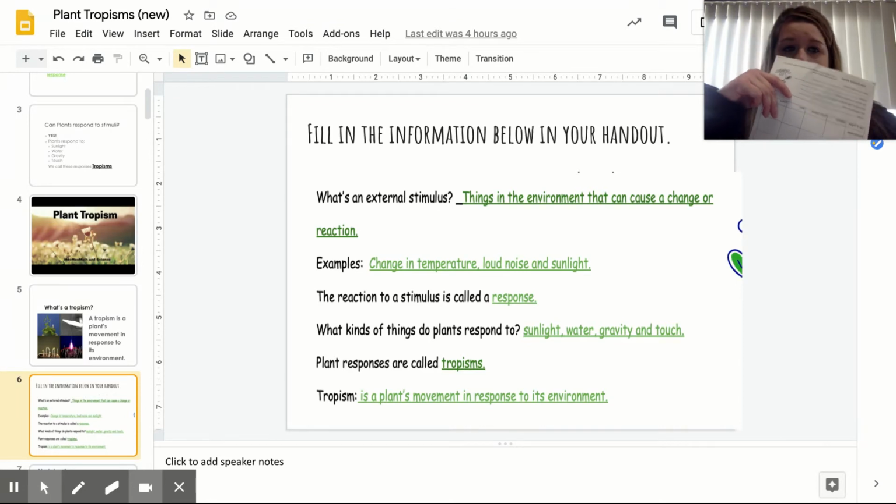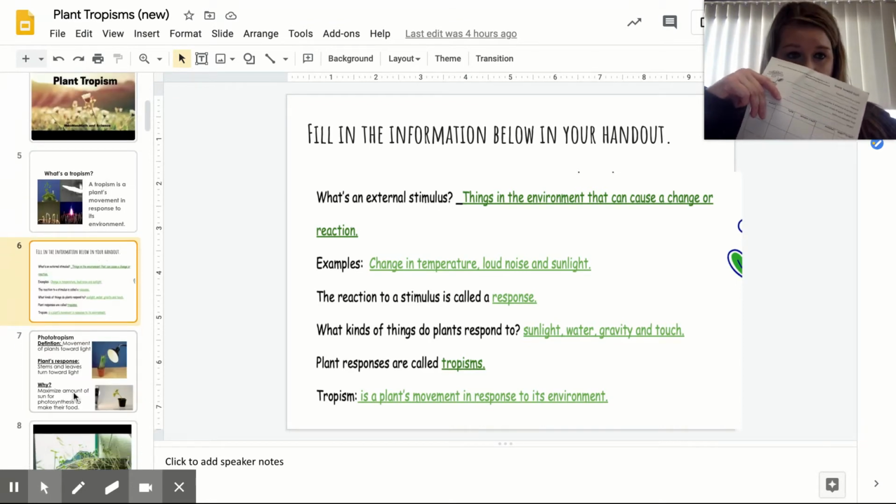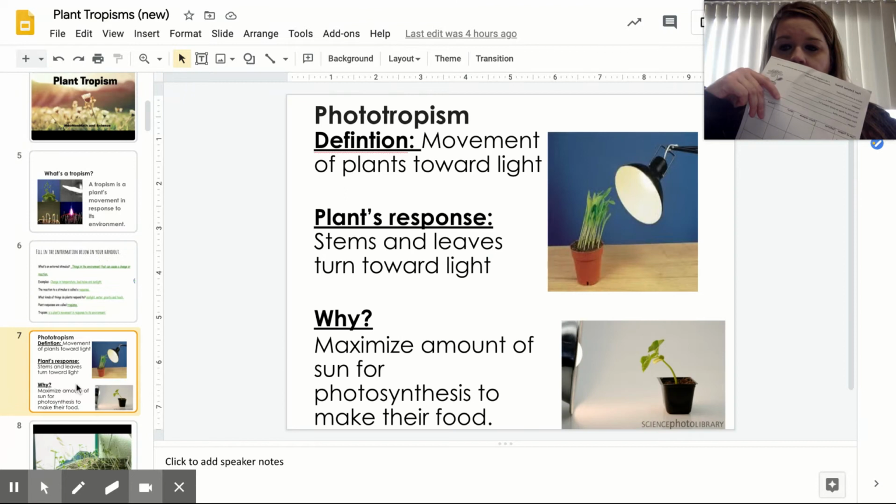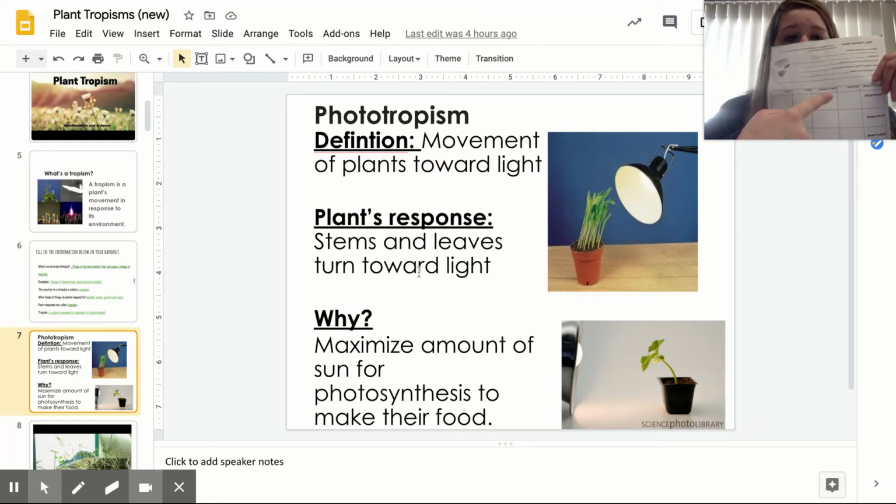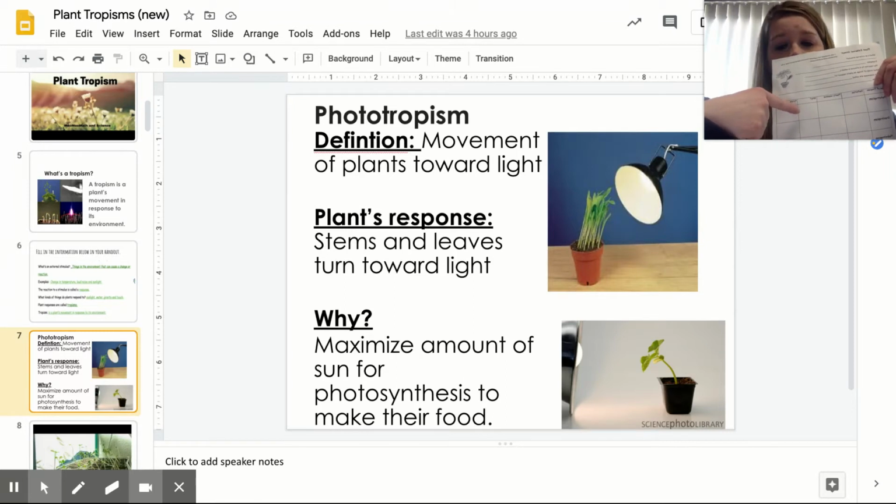Pause the video so you can do this. Okay, so phototropism. Phototropism is the movement of plants towards the light. Plants' response, stems and leaves turn to the light. Okay, you're gonna put that here. And then why? You're gonna maximize the amount of sun for photosynthesis to make their food.